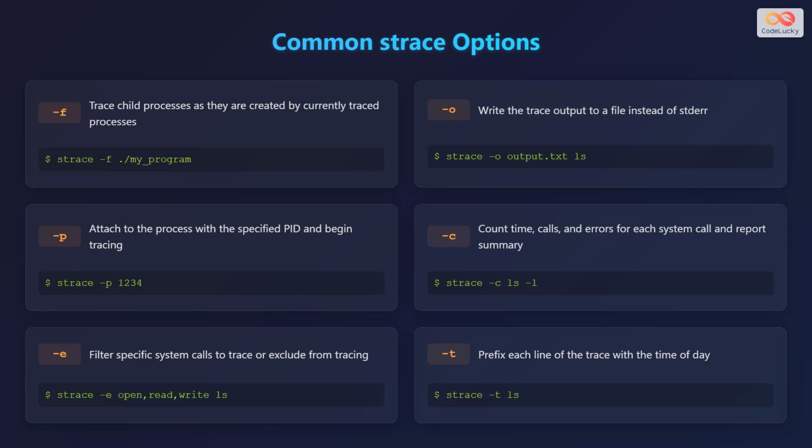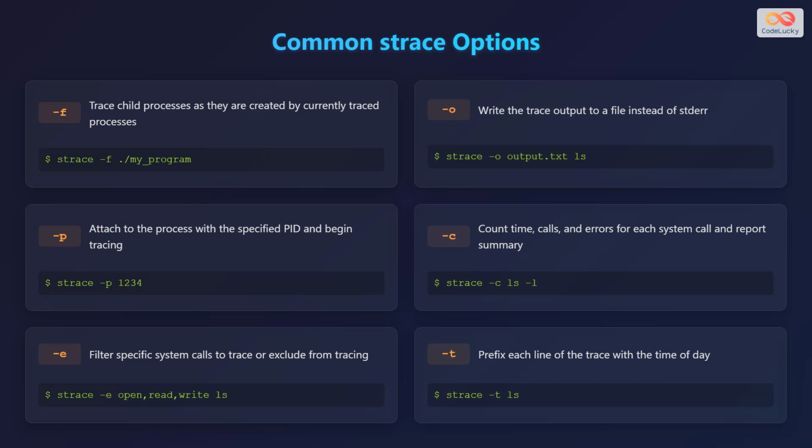For example, strace -p 1234. The -c option counts the time, calls, and errors for each system call, and reports a summary when the traced command finishes. To use it, you would type strace -c followed by the command. For example, strace -c ls -l. The -e option allows you to filter specific system calls to trace or exclude from tracing. The syntax is strace -e followed by the filter expression, and then the command. For example, strace -e open,read,write ls.